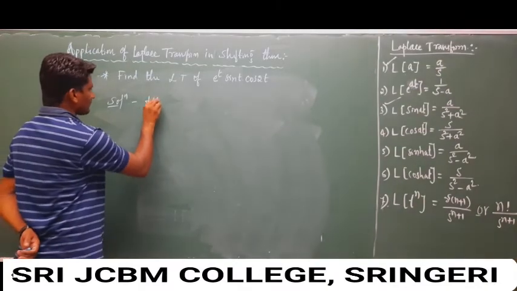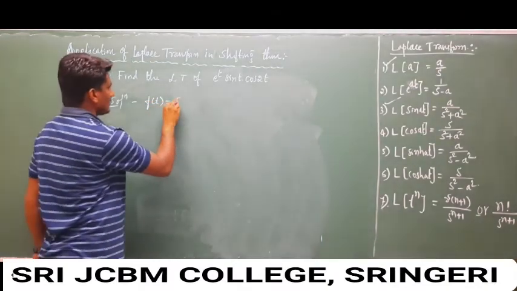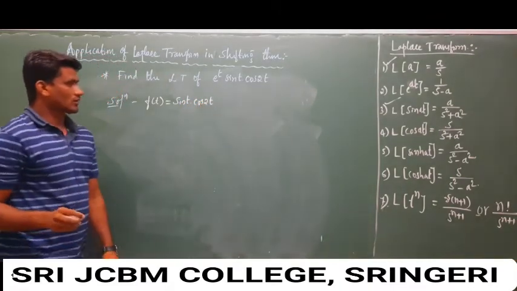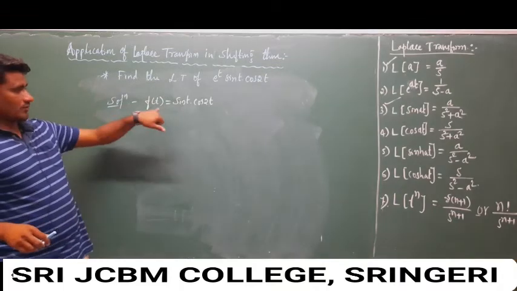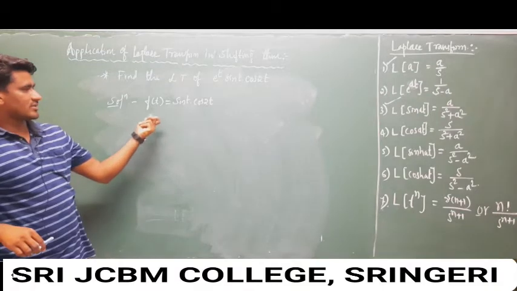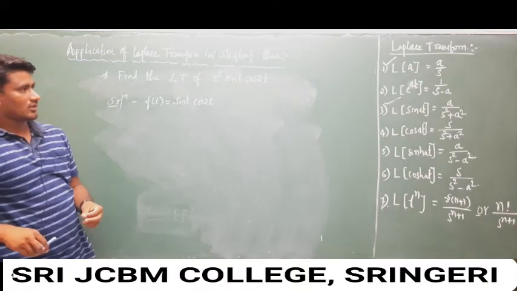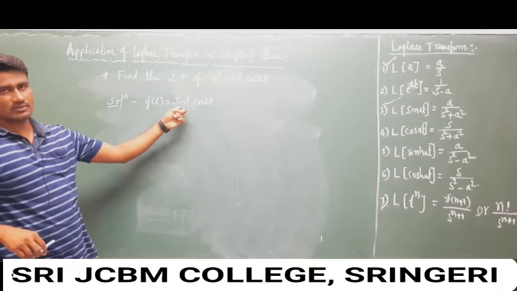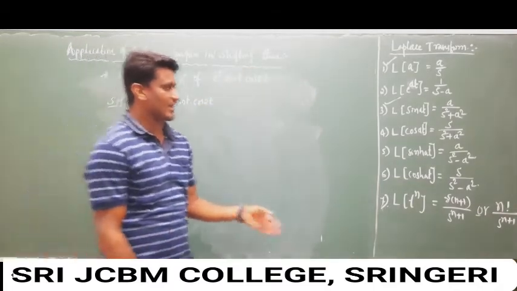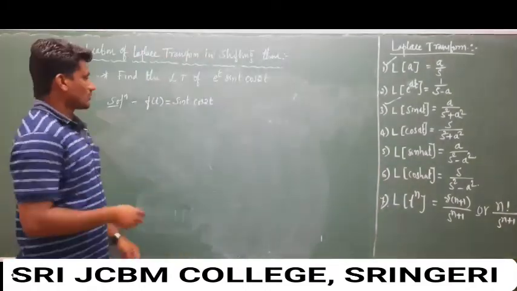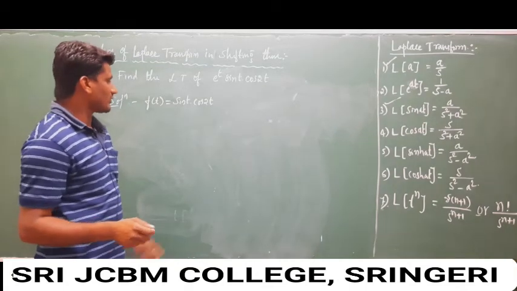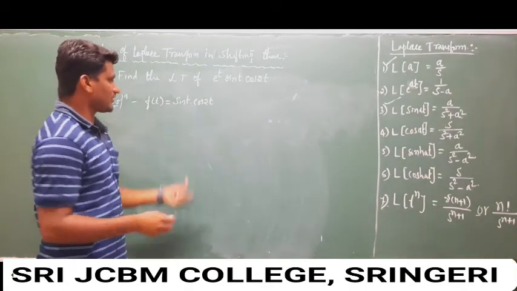F of t is sin t cos of 2t. If we apply the Laplace transform on both sides, it's difficult to calculate when trigonometric functions are in product form, and we don't have a standard formula or standard tool for this one in the Laplace transform. So with the help of the trigonometric compound angle formula, we have to simplify this one.